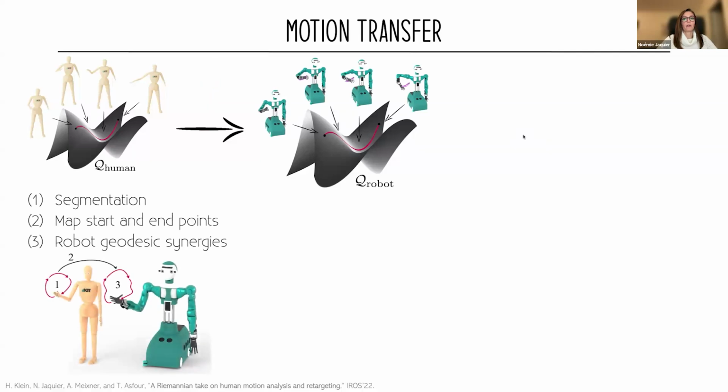So here we propose a transfer approach in 3 steps. First, we get a human motion. We segment this human motion using the segmentation approach that I previously described. Then we map the start and the endpoint of each of the synergies from the task space of the human to the task space of the robot. And finally, we link the start and the endpoint of each segment by using a geodesic in the robot configuration space manifold.